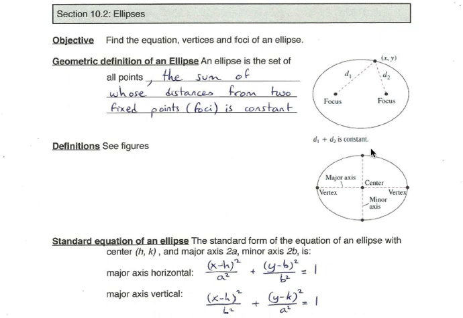We are familiar with the shape of an ellipse. We are maybe not familiar with the geometric definition. The definition is that the distance from this point, one focus, to any point on the ellipse to the other focus is constant. So it's written here like that. An ellipse is the set of all points, the sum of whose distances from two fixed points, the foci, is constant.